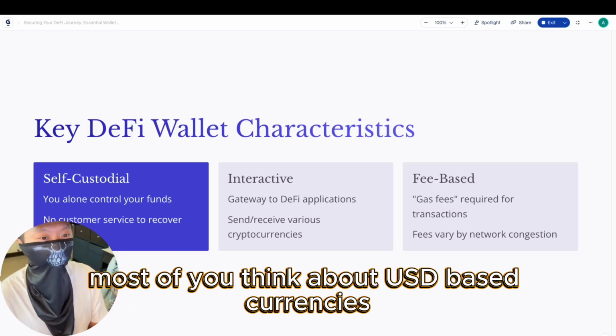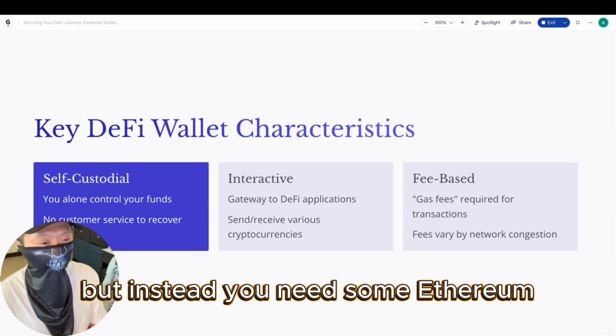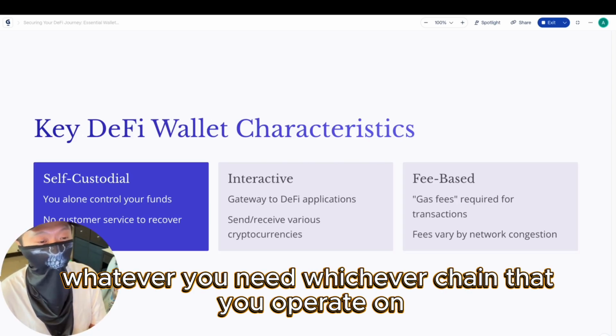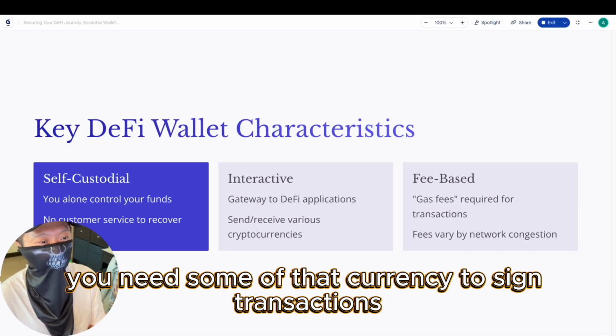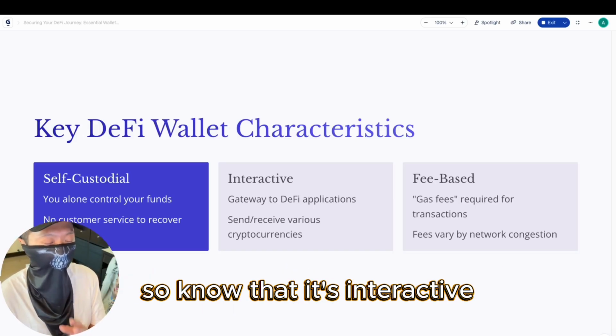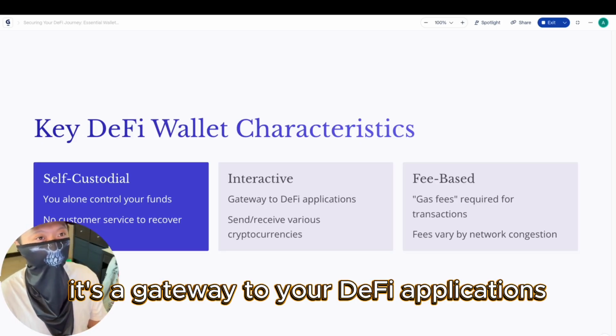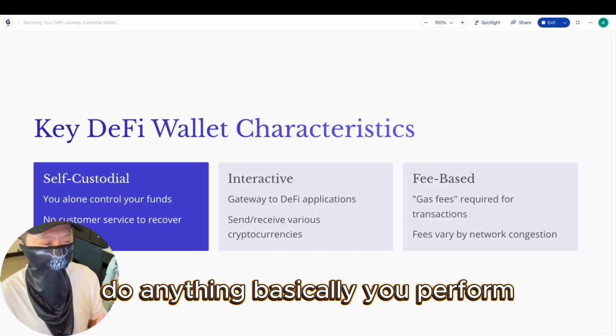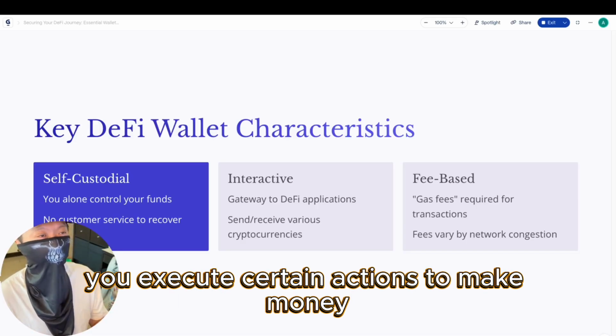Most of you think about USD based currencies, but instead you need some Ethereum, you need some Solana, Sui, Aptos, whatever you need. Whichever chain that you operate on, you need some of that currency to sign transactions, to make transactions happen. So know that. It's interactive. It's a gateway to your DeFi applications. Like I said, it's necessary to send, receive money, do anything. Basically, you execute certain actions to make money.